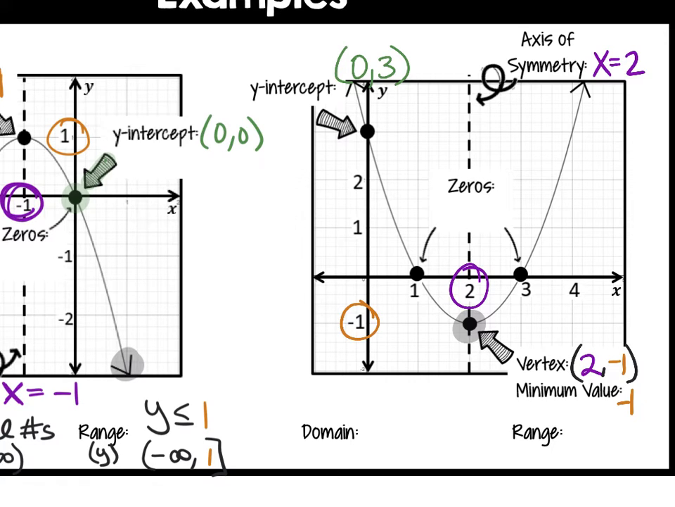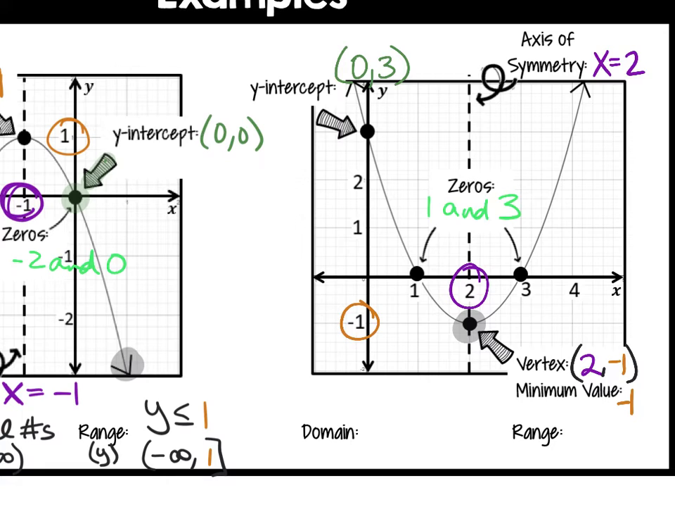And oh my gosh, we didn't answer the zeros on the first one, did we? My bad. Okay, so the zeros are the places where the graph crosses the x-axis. Let's look back at the first one. Where does this first one cross the x-axis? What two numbers? -2 and 0. That would be my zeros. The numbers -2 and 0. What are the zeros for the second example then? 1 and 3. Those are the locations where the parabola crosses the x-axis. So those are my zeros, or my roots.